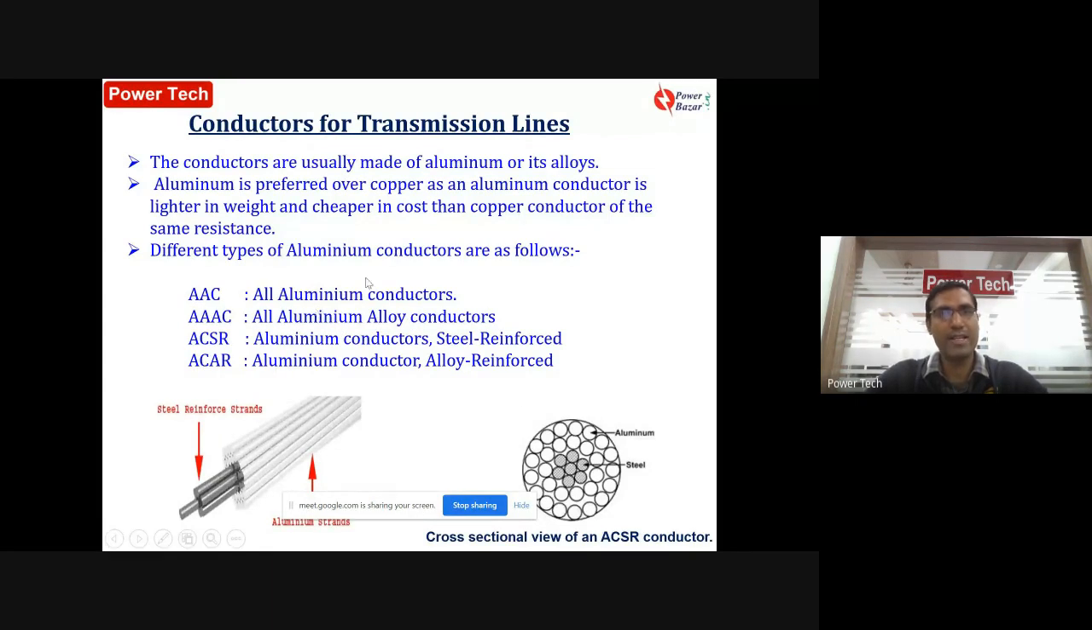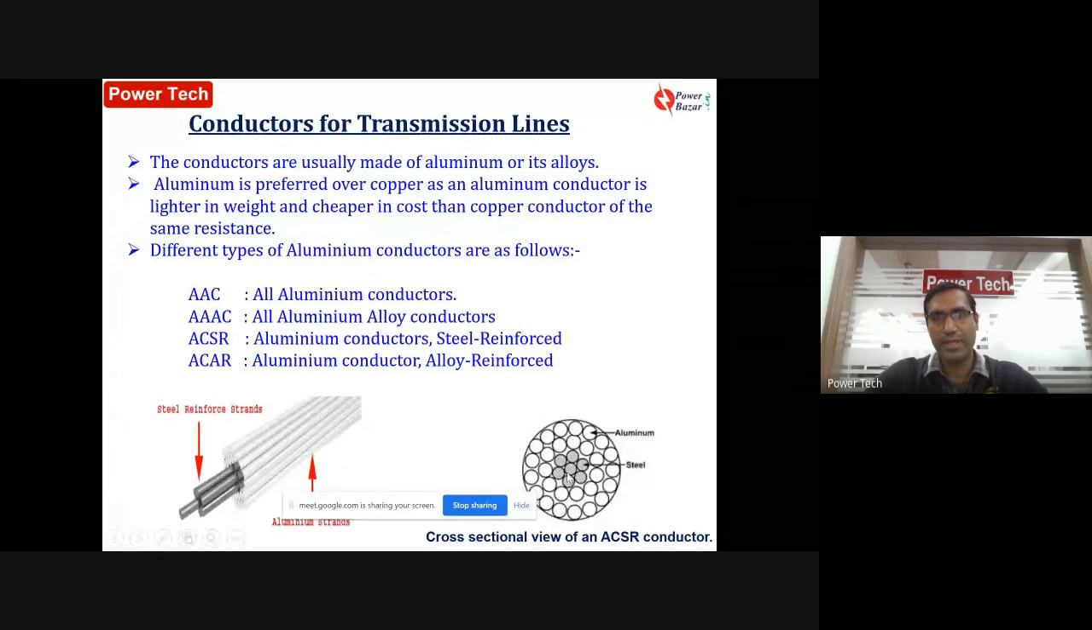AAC, all aluminum conductor. AAAC, all aluminum alloy conductor. ACSR, aluminum conductor, steel reinforced. You can see the cross-sectional view of the ACSR. In the middle, it's steel, which gives strong mechanical strength to the conductor. And on the outer side, it's all aluminum. These aluminum wires are twisted to give good tensile strength.